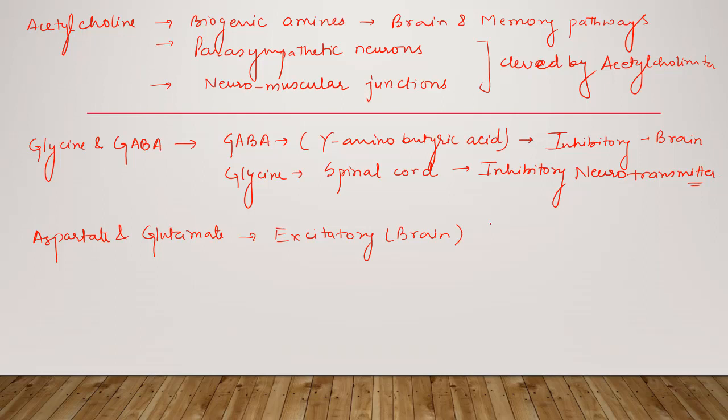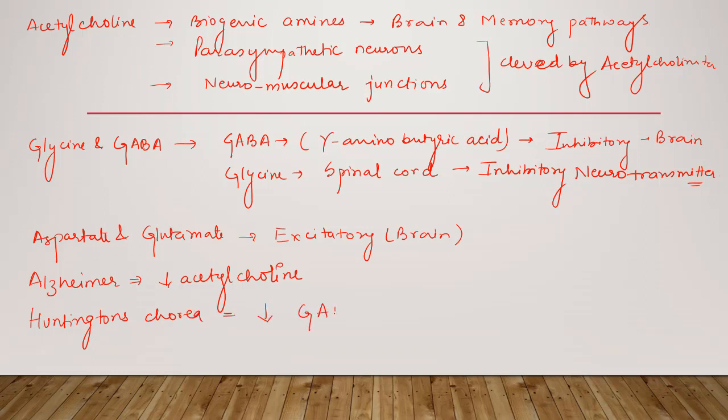Alzheimer's disease is because of a decrease in acetylcholine. Huntington's chorea disease is because of a decrease in gamma aminobutyric acid.